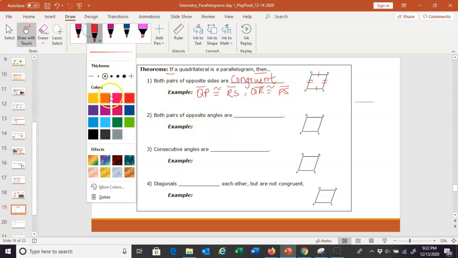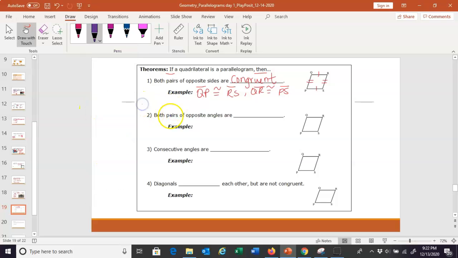All right, number 2, I'm going to change my color. I don't love writing in red. Okay, both pairs of opposite angles are congruent. Opposite angles are congruent. So Q and S and P and R. Angle Q is congruent to angle S, and angle P is congruent to angle R. Number 3, consecutive angles are supplementary. Remember, consecutive means one after another. So here it's supplementary angles are Q and P.